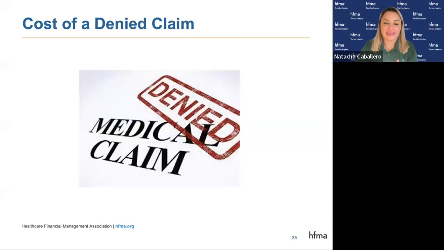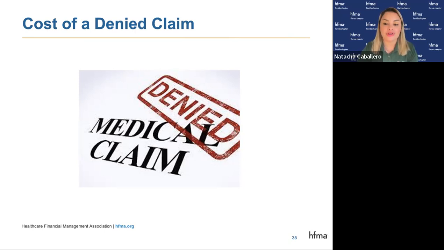Cost of a denied claim. The average cost to rebill a claim, if you can, is $50 per claim. When the claim is reworked, the steps include analyzing the denial, requesting additional information, reviewing notes and documentation, appealing the denial, and preparing and resending the claim. So these are all the steps in working or reworking that claim.